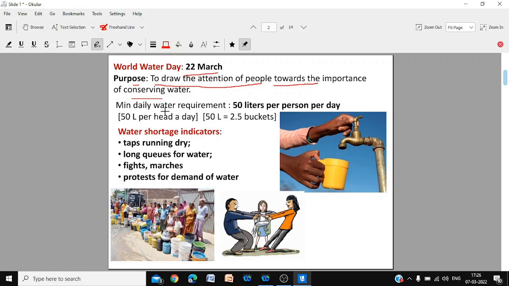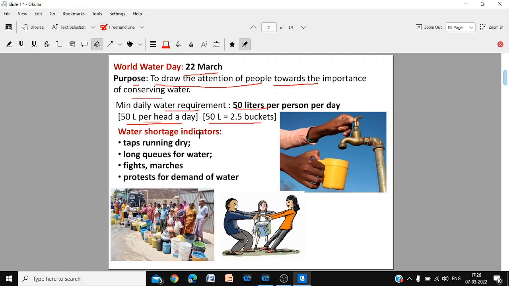The minimum daily water requirement is given as 50 liters per person per day. Per person, you can also call it per head. So you can say 50 liters per head per day. And 50 liters would be approximately 2.5 buckets of standard size.